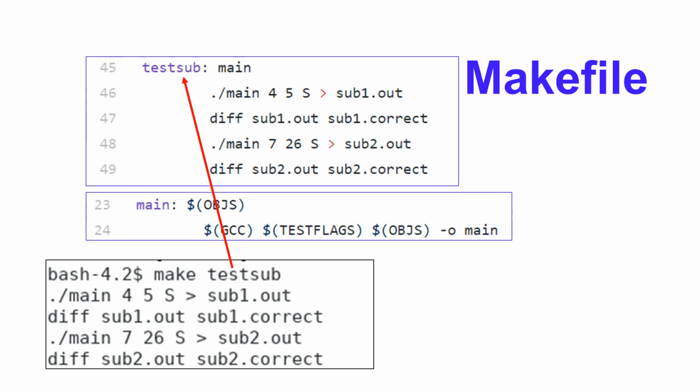How to run these tests? In bash, type make followed by test sub. This will run the commands in lines 46 to 49. The dependence on main will ensure that the executable file is built before running the tests.